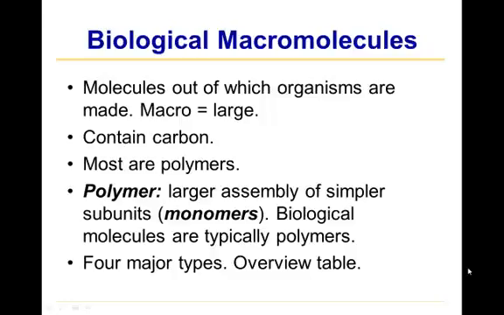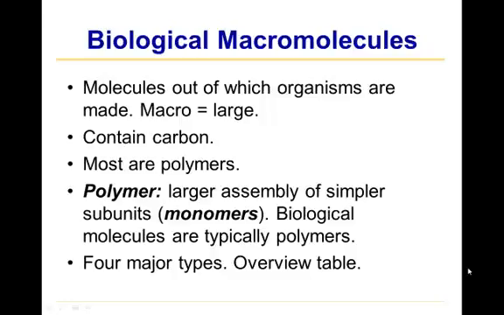Macromolecules are what organisms are made out of, macro being large. Biological macromolecules contain carbon. Most are built on a polymer system. A polymer is a long entity made of many subunits. These subunits are monomers. As I say, the vast majority of biological macromolecules are longer, complex molecules made out of repeating units, monomers.